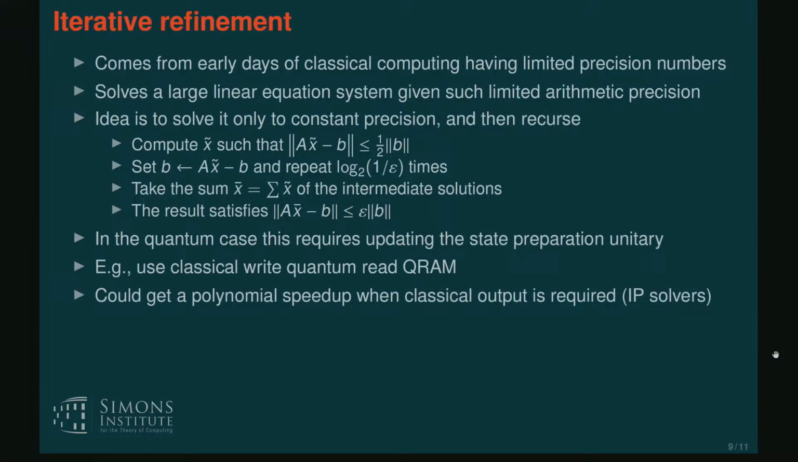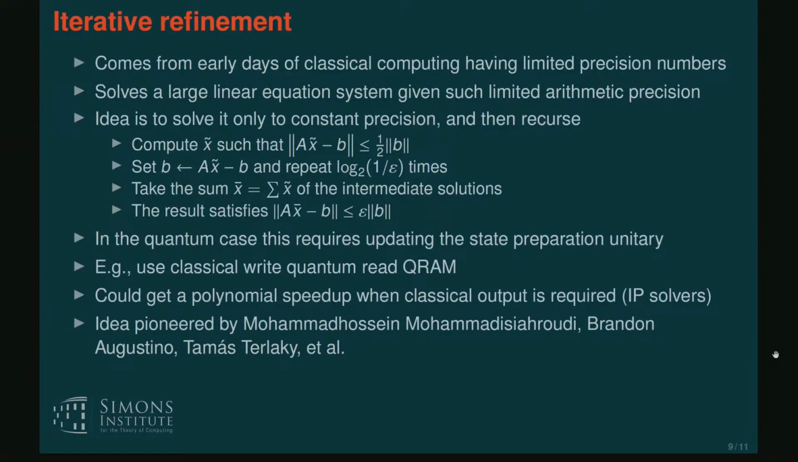And this is used in optimization problems, like in interior point method solvers and so on. And this idea was pioneered by a group of people led by Tamás Terlaky at Lehigh University, who found this classical method and applied it here. And what I show now is that these ideas that come from the dawn of classical computing can be applied and used in pure state tomography. And that is the way I can increase my precision quadratically by this iterative technique.